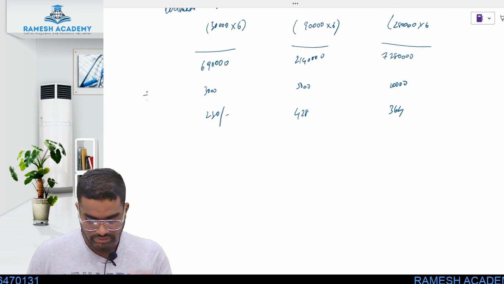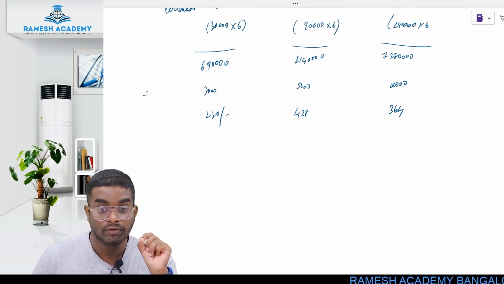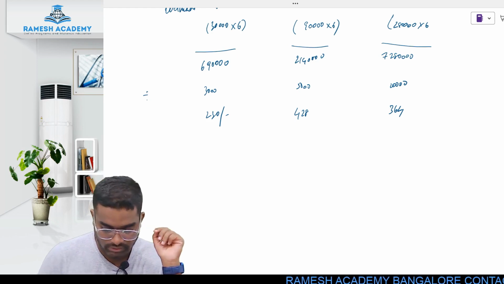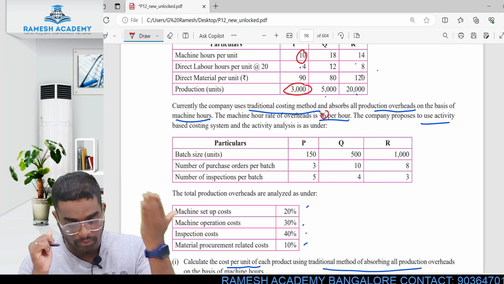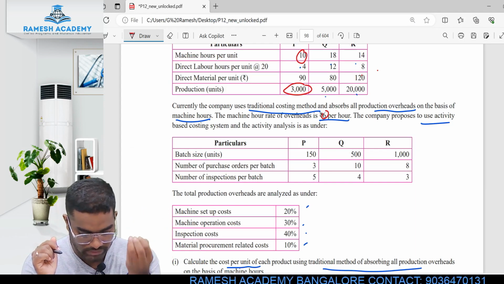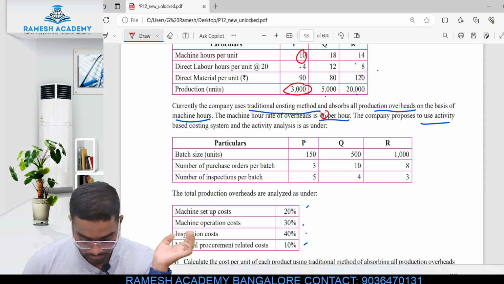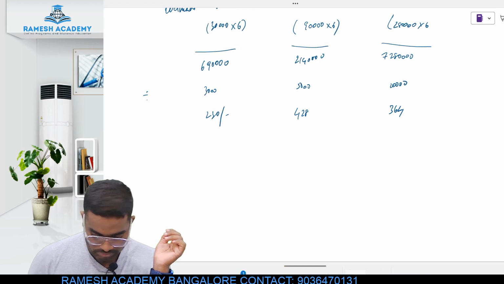So we'll start with the allocation of overhead cost based on ABC. But before starting the allocation, first we need to find the cost, then we need to find the cost driver. First we will find the cost. They are telling that the total production overhead we have is 24 lakh, then distribute it at 20%, 30%, 40% and 10% respectively. So I'll do that first. Machine setup cost and operation cost.